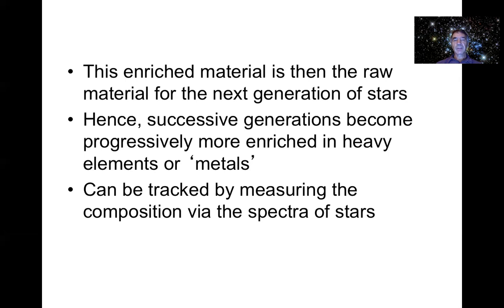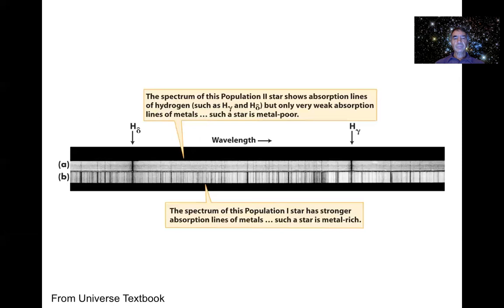So if you can find stars that are different ages and represent different generations, so when these stars were actually formed, you've got a way of then tracking the buildup of elements over time in the universe. So this diagram summarizes this.